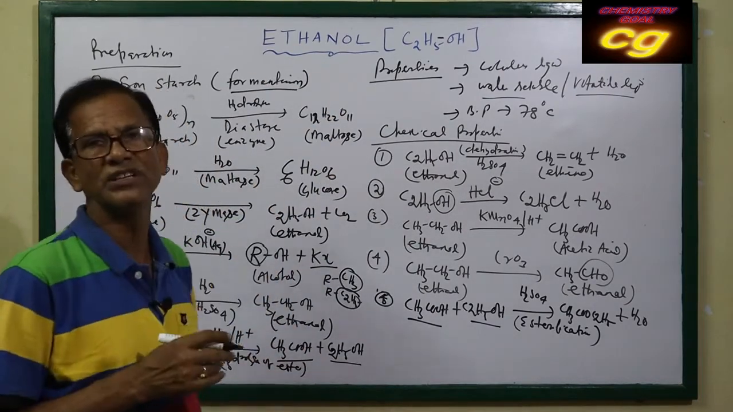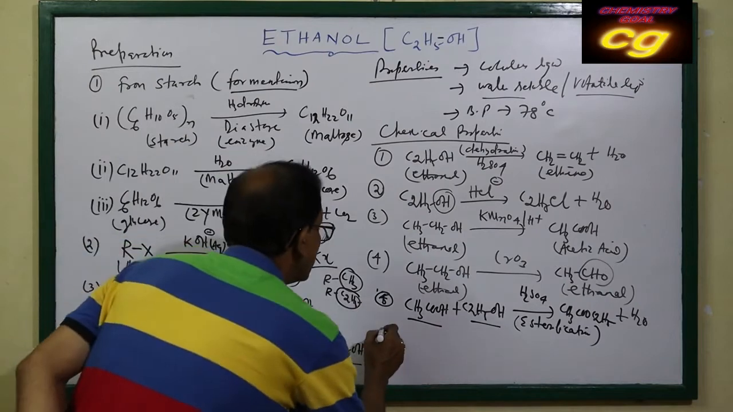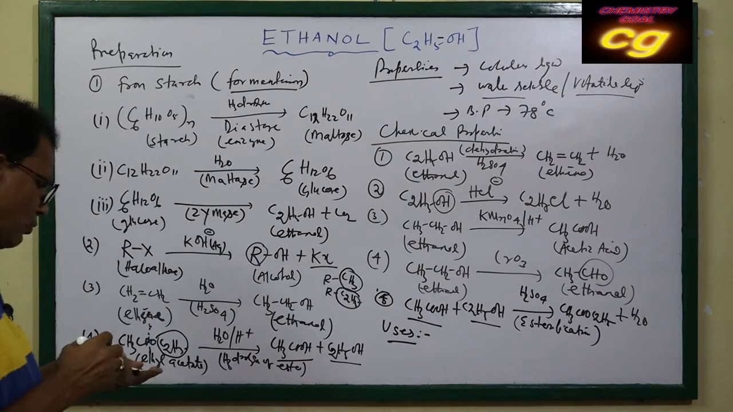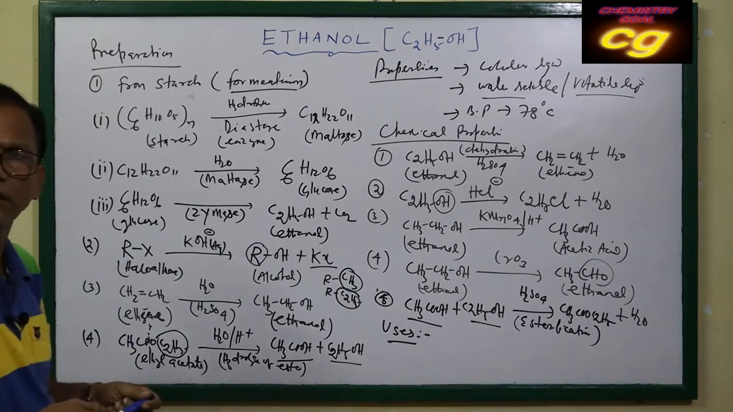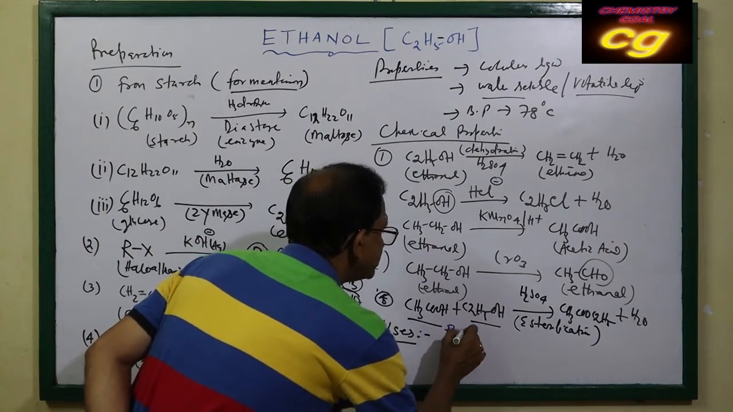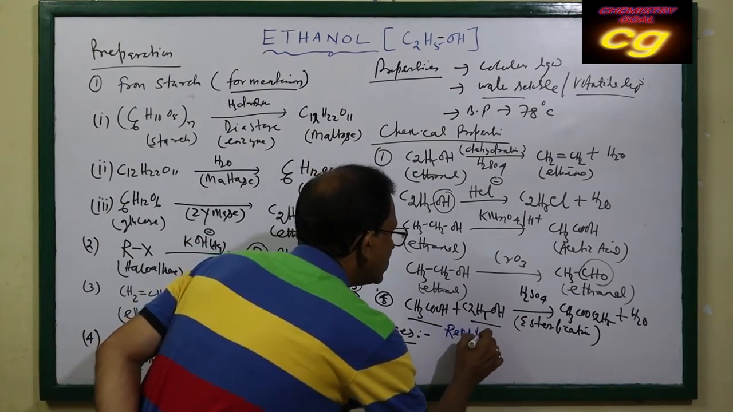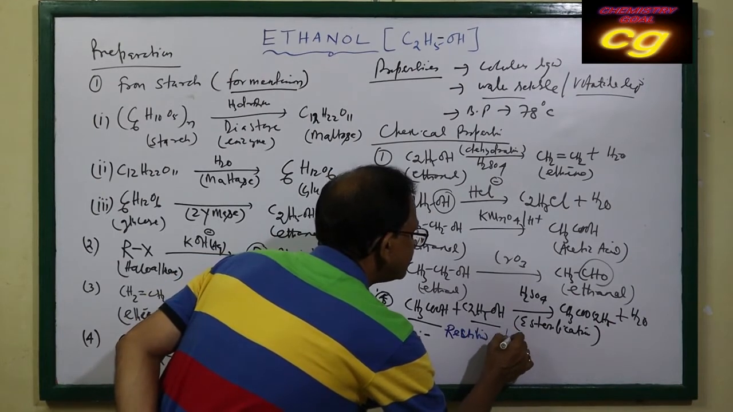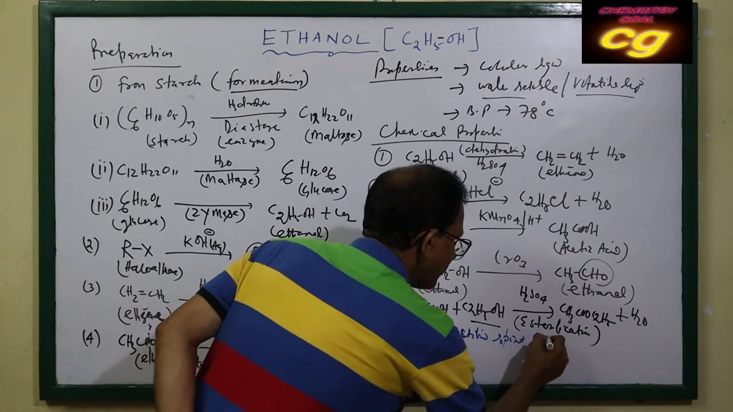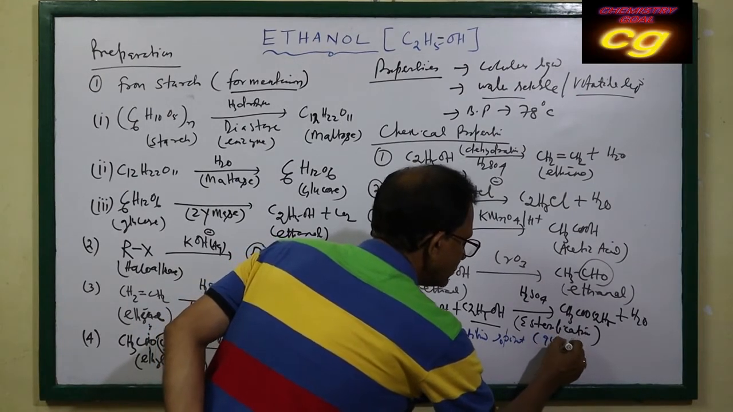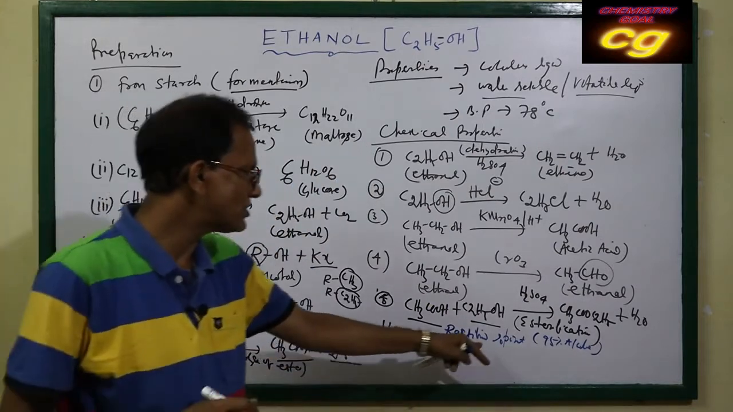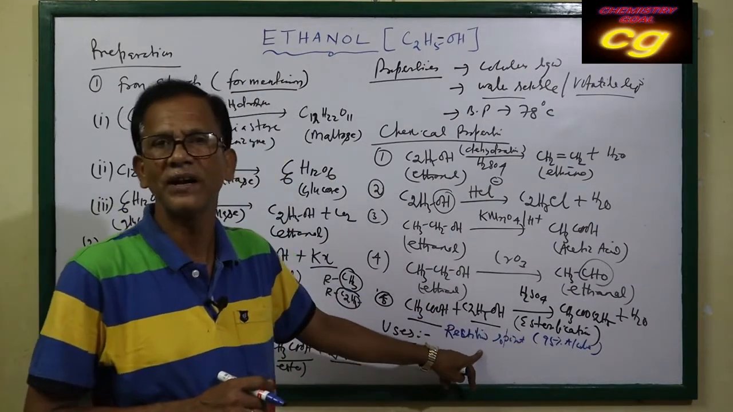Then what are the uses of ethanol? You can write the uses of ethanol. Ethanol is also used as rectified spirit. Rectified spirit is 95% alcohol. 95% alcohol is called rectified spirit.